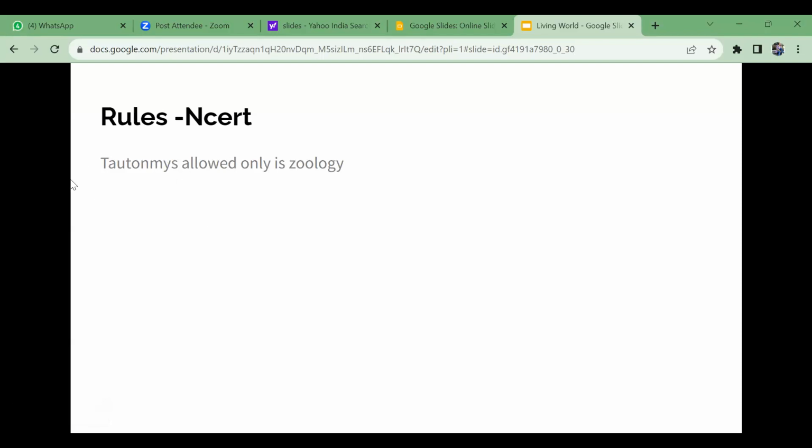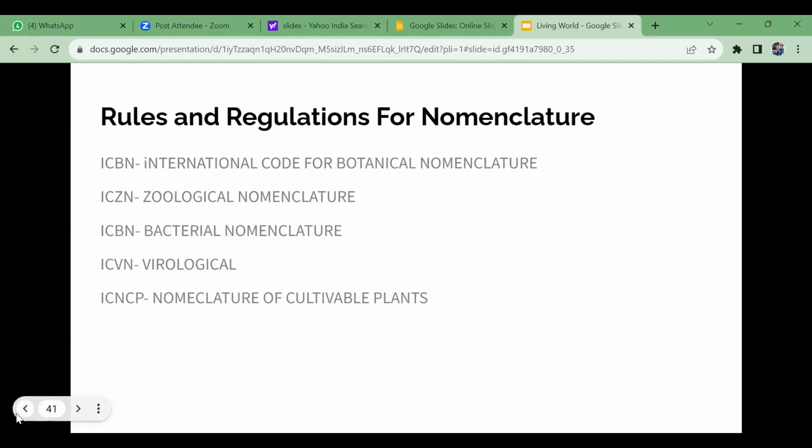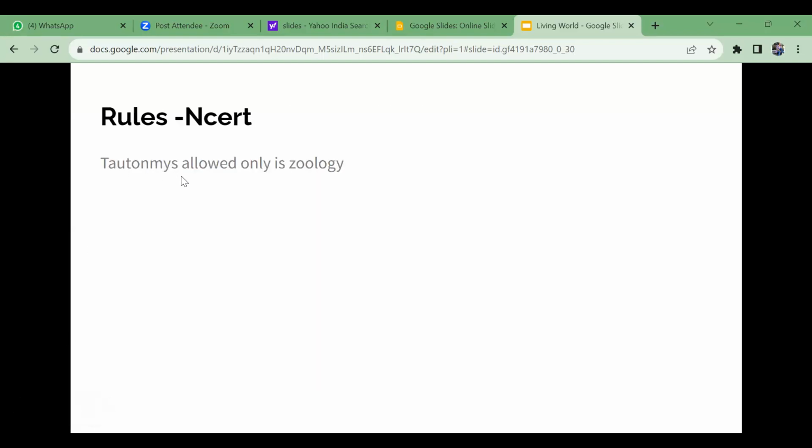Okay, tautonyms का मतलब क्या है? दोनों two names are same. Two similar names. That is tautonyms, and it is only allowed for zoology, not for botany. In botany, you will never see tautonyms. Tautonyms are only seen in zoology, like Naja naja, snake का नाम है. So genus and species एक ही. This is only seen in zoology.